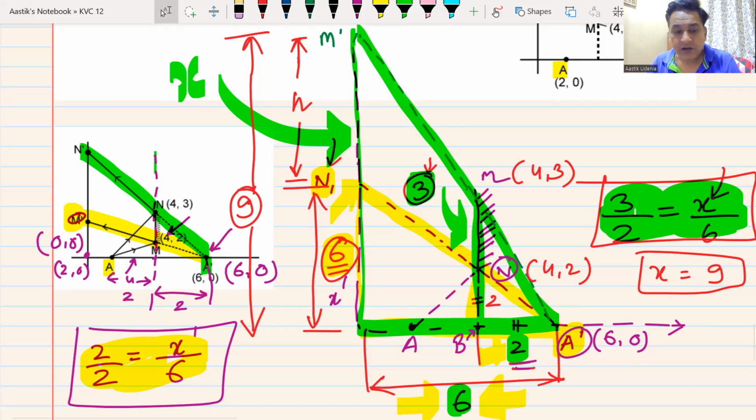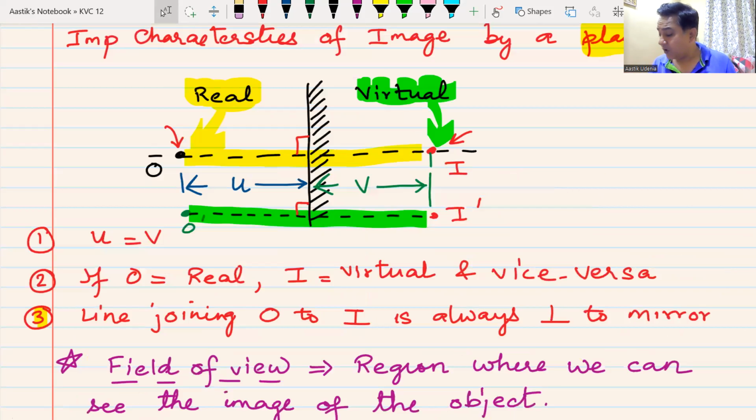Okay. Now we had discussed 3 points for point objects. Now if I just change the question, and instead of a point object, I make an extended object, are these 3 points valid for an extended object? That is my question.